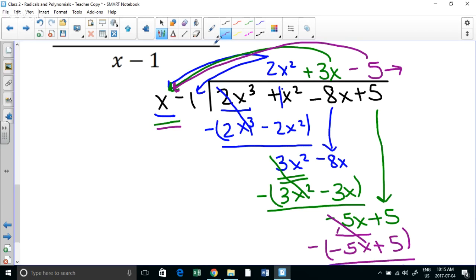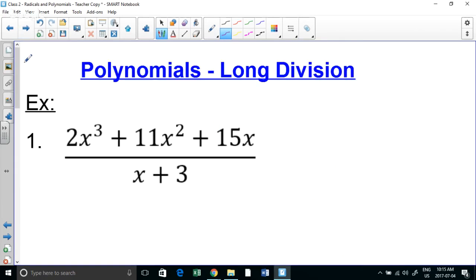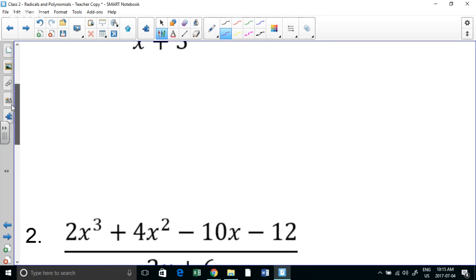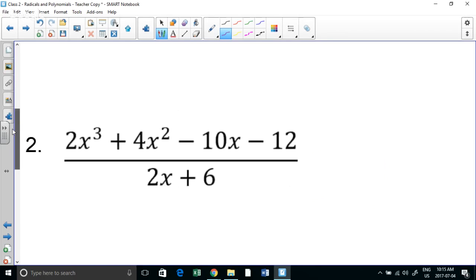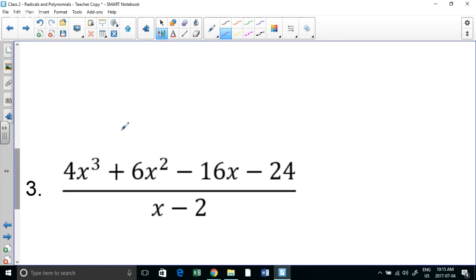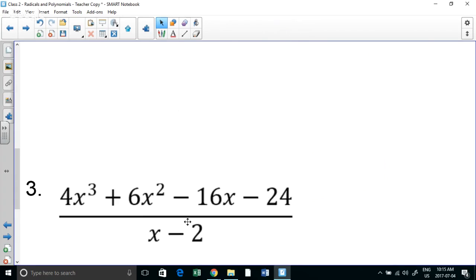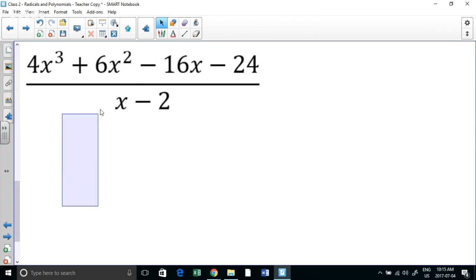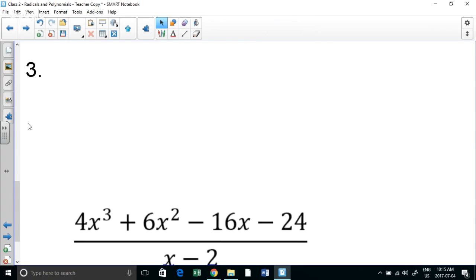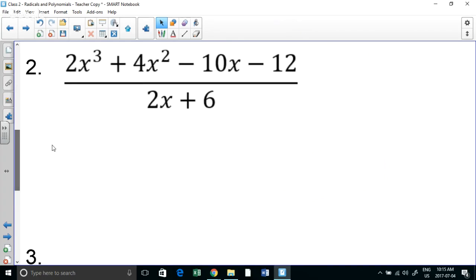All right, let's take a look at one more. Look at number 2 on the next page. I'll just do one more very, very quickly.